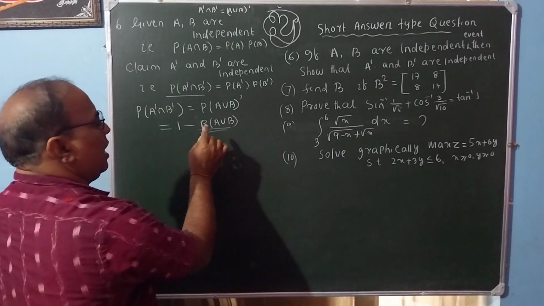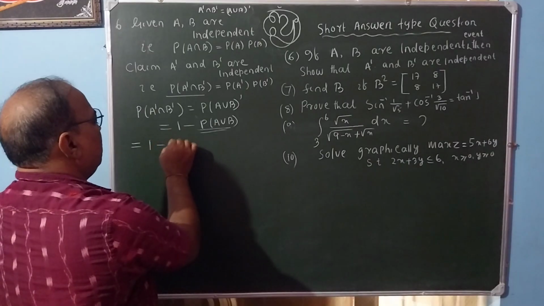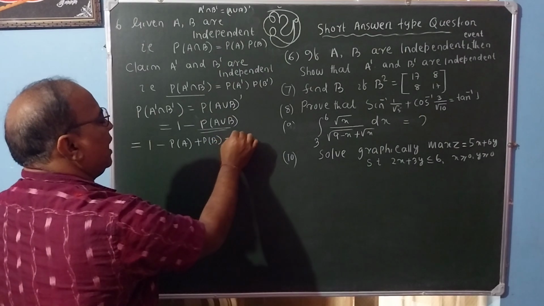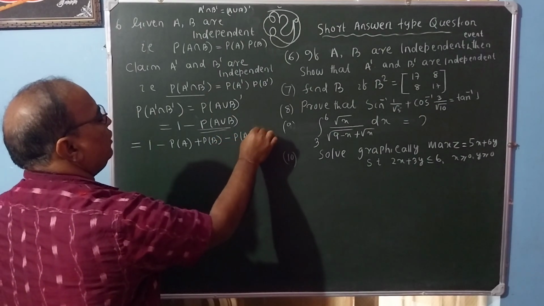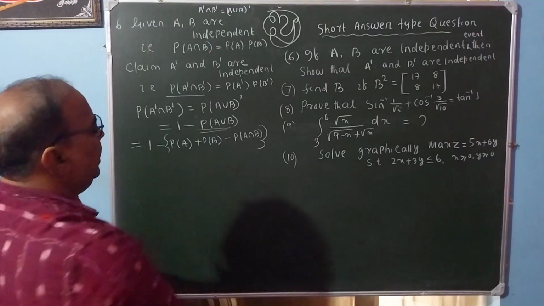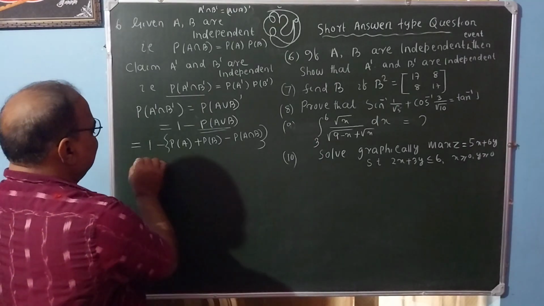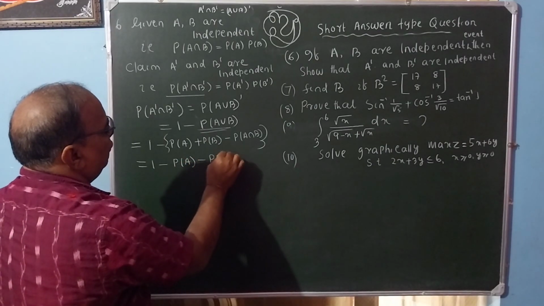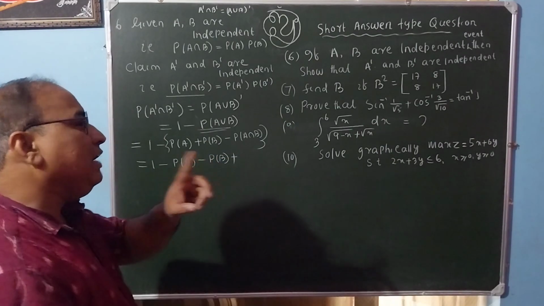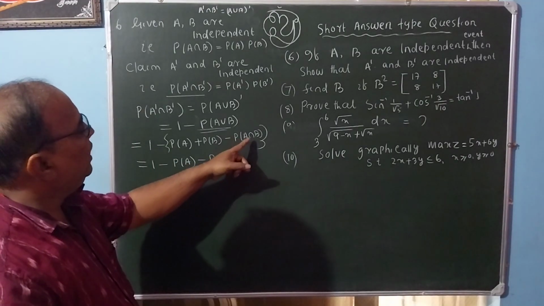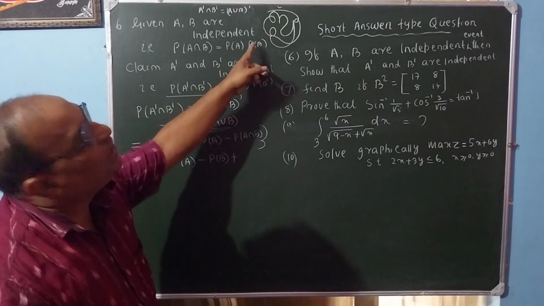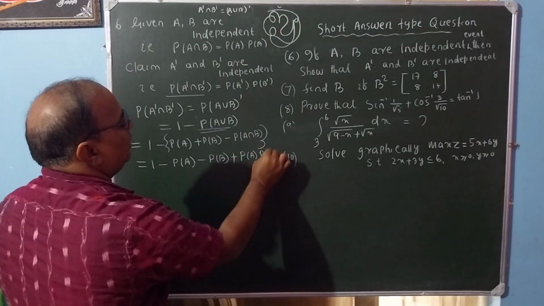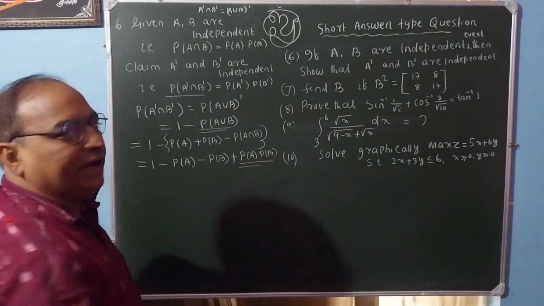We know one formula: probability of A union B is probability of A plus probability of B minus probability of A intersection B. Okay, so now the sign will be changed. 1 minus probability of A minus probability of B plus, as A and B are independent, probability of A intersection B, put probability of A into probability of B.